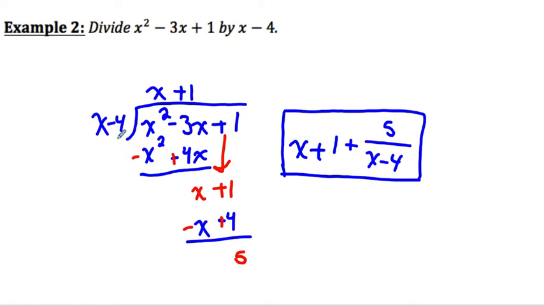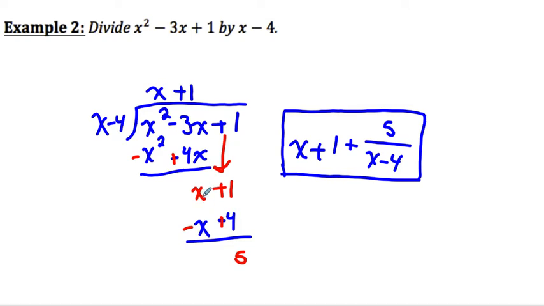Ask yourself the same question. X times what gives me x? That is a 1. That's a positive 1. Distribute it through. 1 times x is x. 1 times negative 4 is negative 4. Draw your line, flip your signs. Minus x, change that to a positive 4.